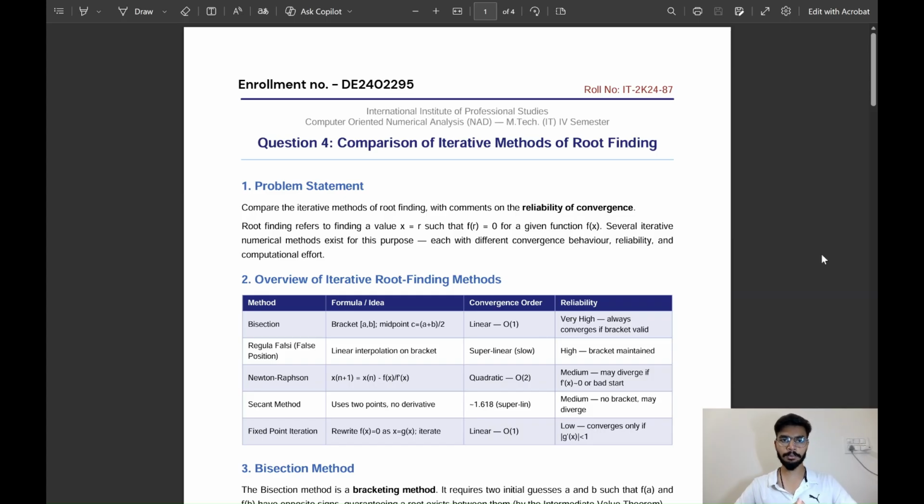DE2402295. And today we are going to see our Internal 1 question number 4 of our NAD. Previous questions we have seen in our old videos. Now we will see our question number 4. Let's start. What is our question saying? Compare the iterative methods of root finding, with comments on the reliability of convergence.